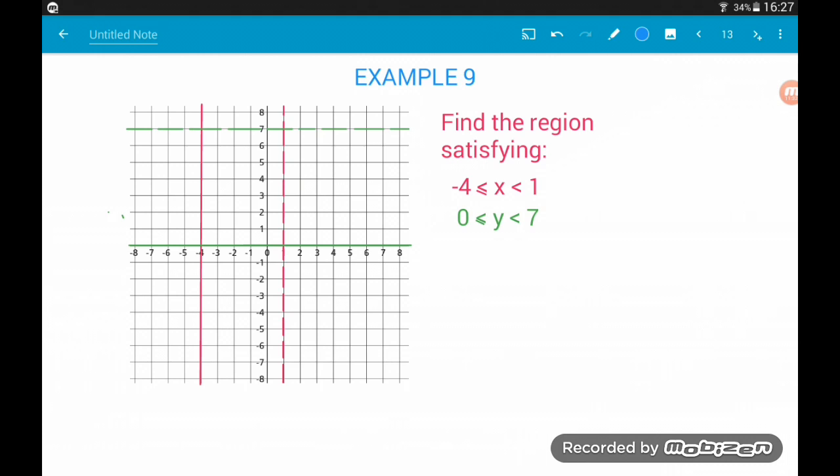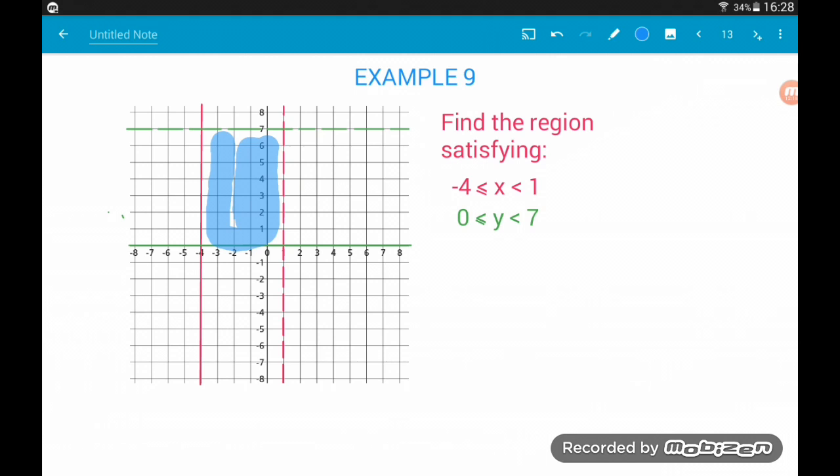Now let's talk about the y inequality. So we want y to be greater than or equal to 0, but strictly less than 7. So we draw in the lines y equals 0 and y equals 7. The y equals 7 line has to be dashed because it's a strict inequality, but y equals 0 is a full line. So the region that we're interested in here then is bounded by both sets of inequalities. So that's going to be this little rectangle here. So between x equals minus 4 and 1, and between y equals 0 and 7.